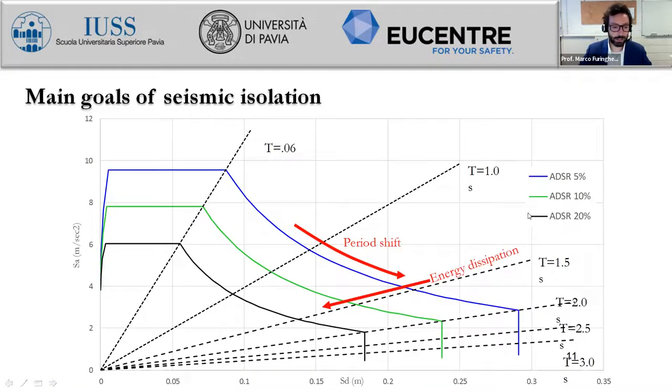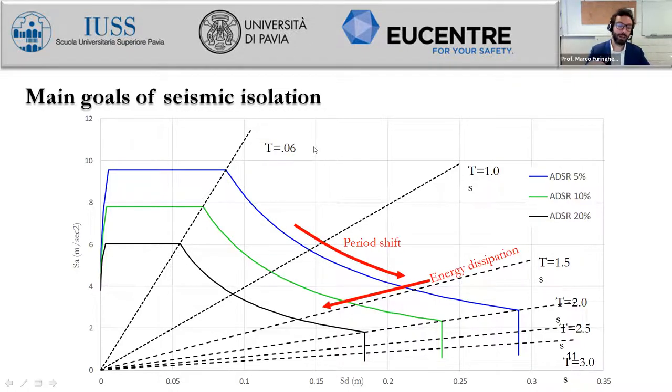So this is actually a spectrum which provides the spectral acceleration along the vertical axis, whereas we have the spectral displacement along the horizontal axis. And this is actually the shape. One of the main characteristics of this plot is that all the lines which start from the origin of the reference system are related to a given value of period.